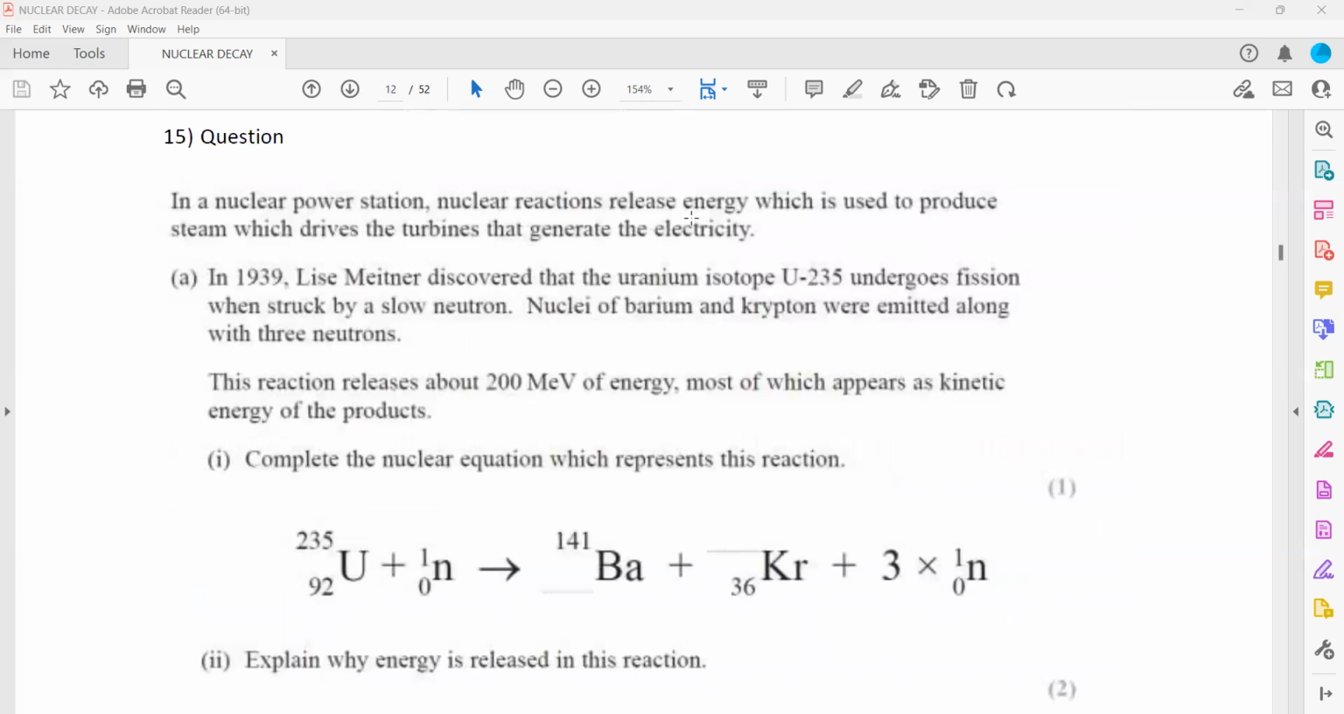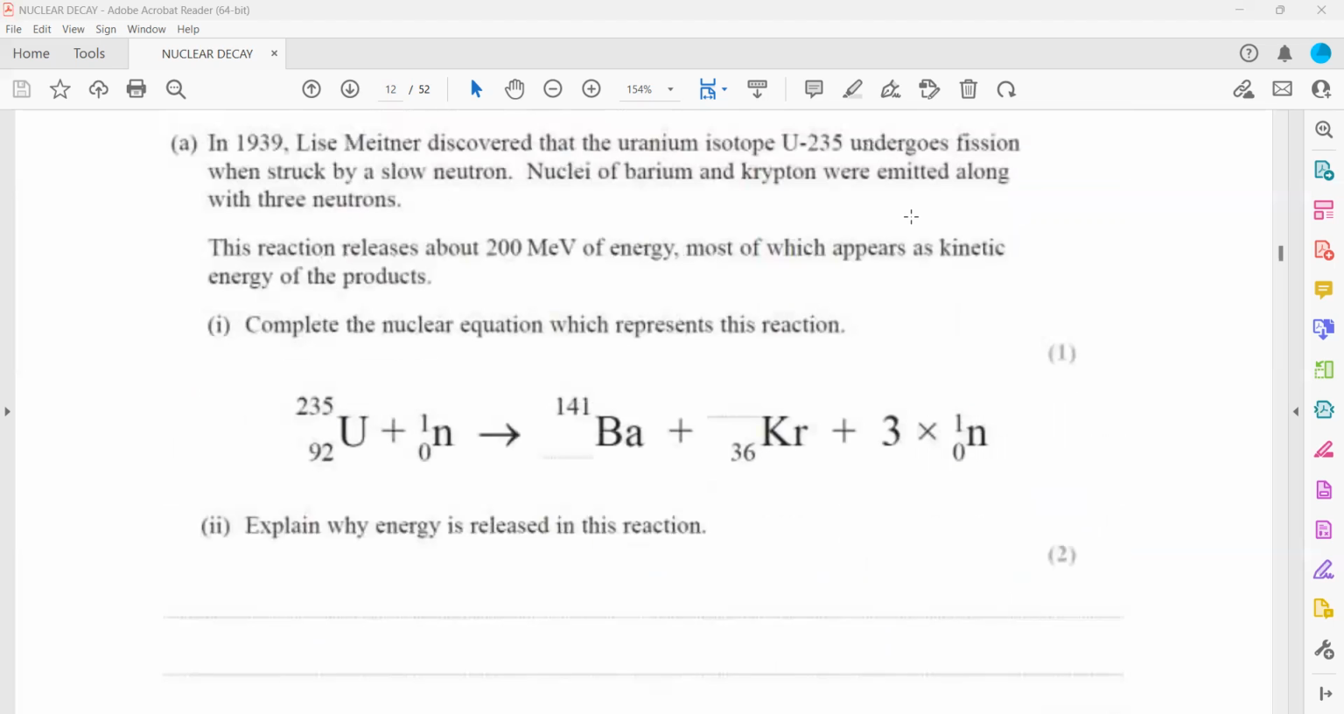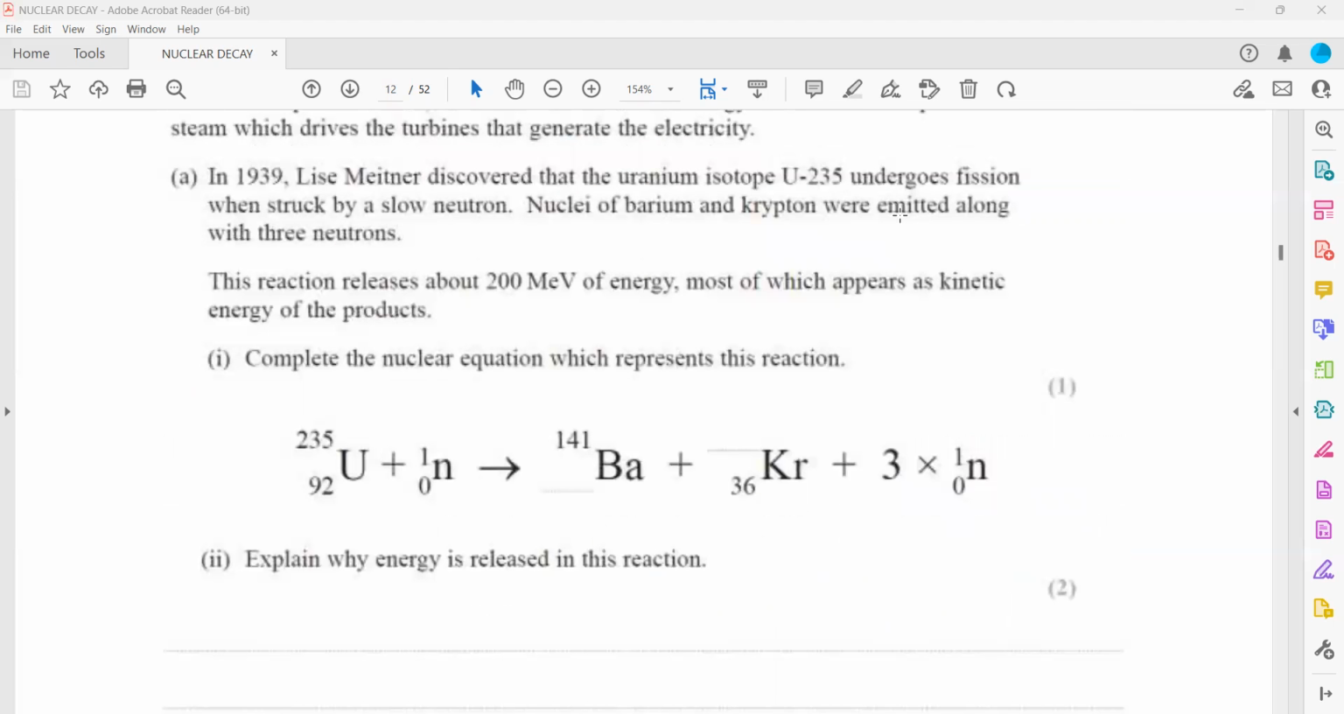In question 15, in a nuclear power station, a nuclear reaction releases energy which is used to produce steam, which drives the turbine and generates electricity. In 1939, Lise Meitner discovered that the uranium isotope 235 undergoes fission when struck by a slow neutron. Nuclei of barium and krypton are emitted. The reaction releases 200 mega electron volts. Most of this appears as the kinetic energy of the products.